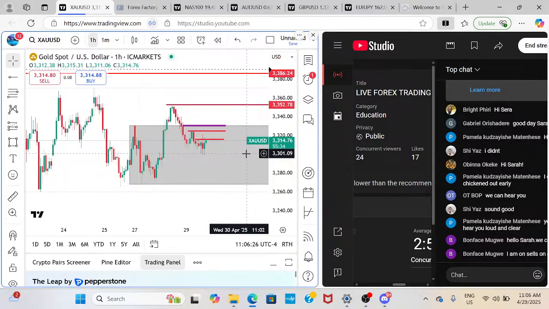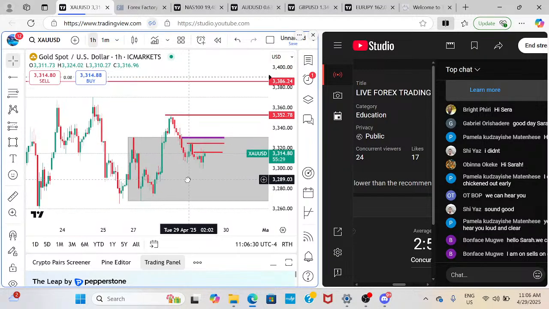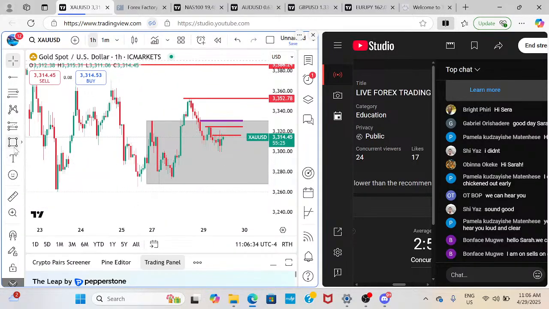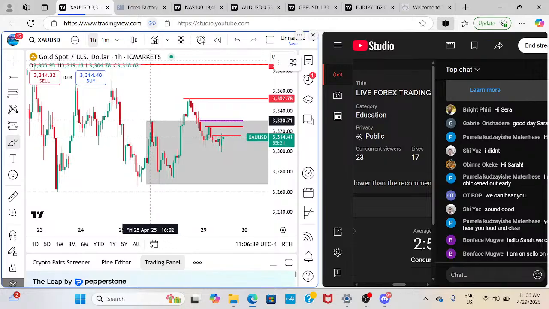Okay. So let's basically see. Yesterday when I was analyzing it, I believe the price of gold was actually, where was it?